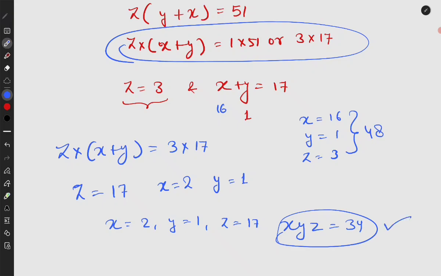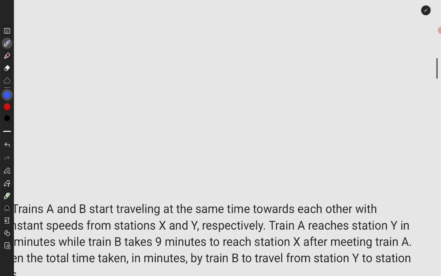Now we can't reduce the number below this number, we can just increase it. Let's move to the next question.